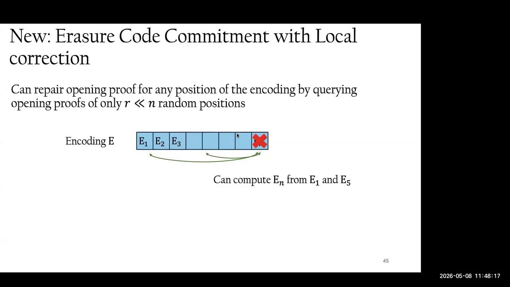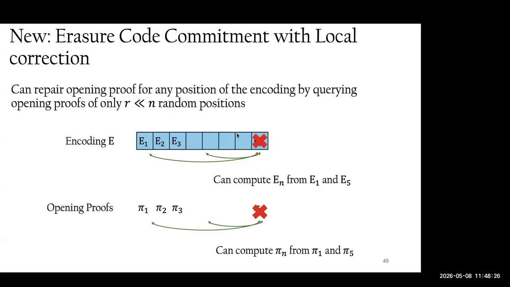So this is the picture we had for the code, and what we would like is the same property for the commitment scheme. So again, if you lose symbol pi_n, ideally we'll only need the opening proofs for symbols 1 and 5, so pi_1 and pi_5, and hopefully we can just compute pi_n from these two symbols.